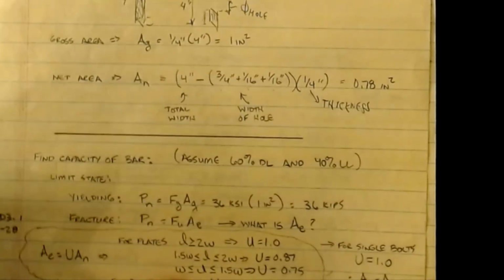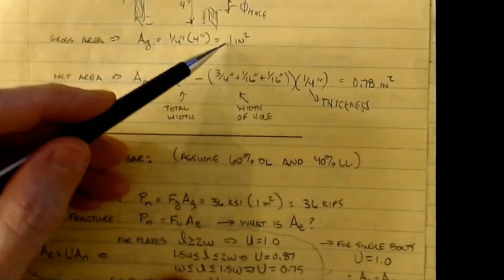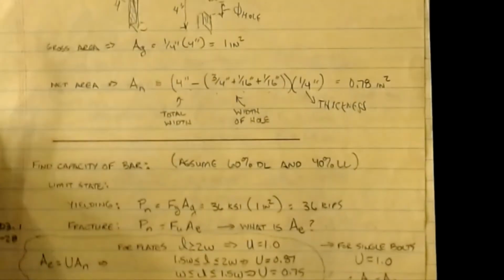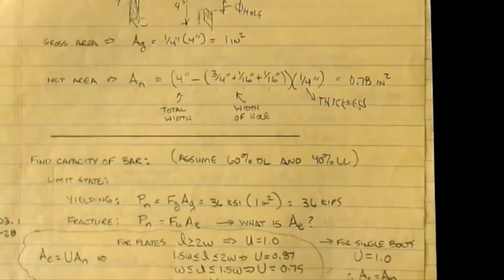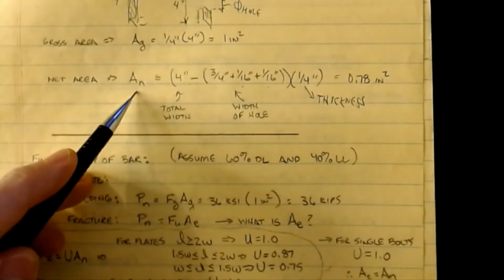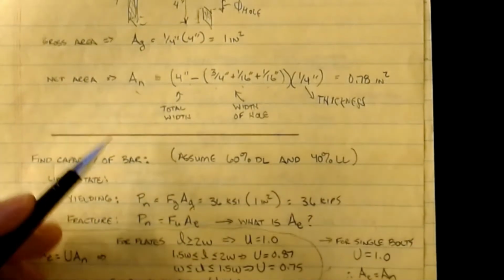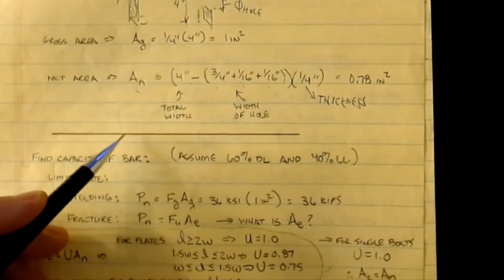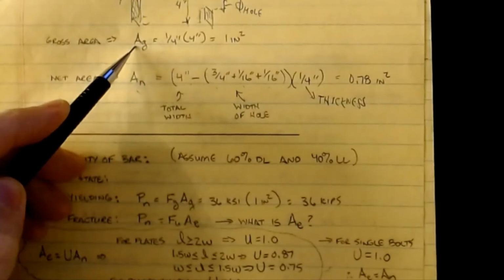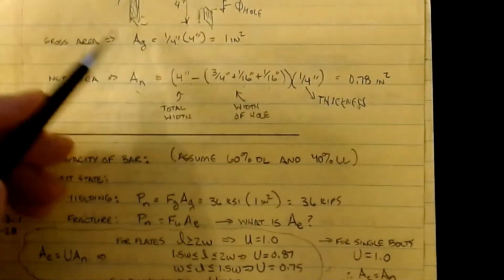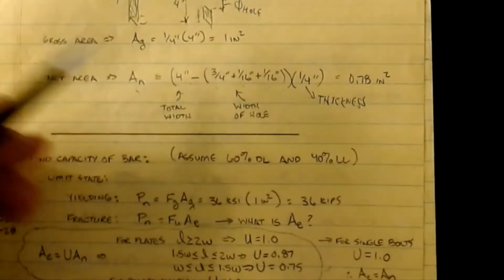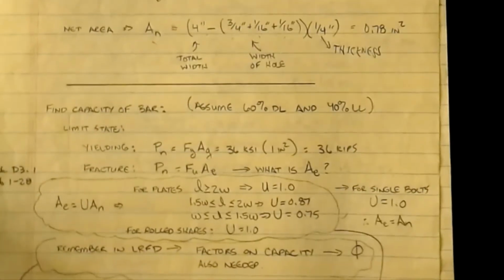Now, you may be inclined to look at this and go, oh, well, the gross area is larger than the net, so the smaller area should control. And this is where we say not so fast. Remember, the net fracture calc is going to use Fu and a phi of 0.75, whereas the gross yielding is going to use Fy and a phi of 0.9. So whichever of these products is smaller is the one that's going to control. So let's take a look and give it a try.